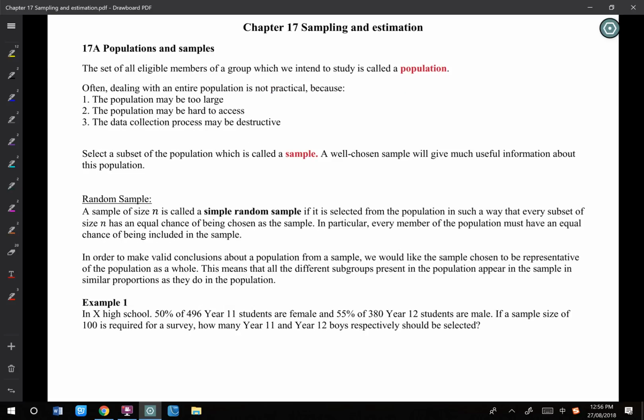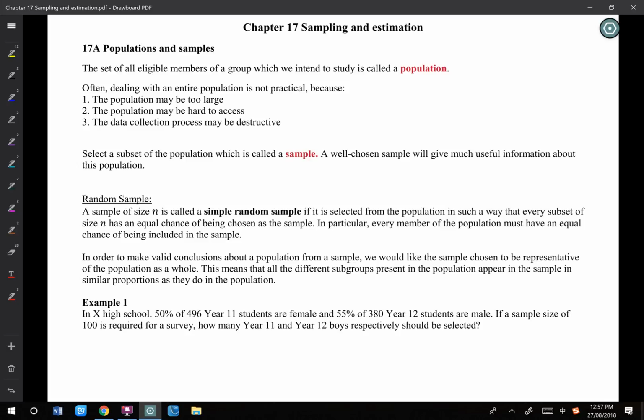Population and samples. The set of all eligible members of a group which we intend to study is called a population. So we want to study 17 years old girls in Australia. Everyone who is 17 years old and female will be an eligible member, and that makes up the whole population. Often dealing with an entire population is not practical, mainly for three reasons. The first reason can be that the population is too large.